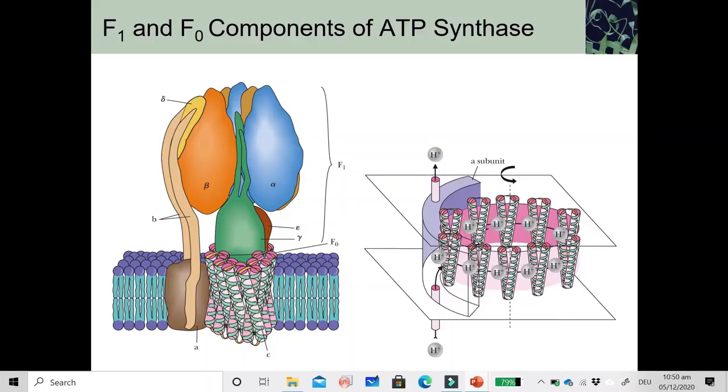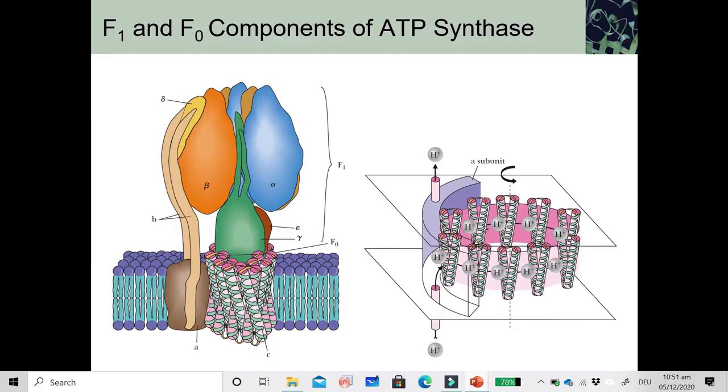And the translocation of the protons from the intermembrane space to the matrix ultimately causes the rotation of this rotator-like epsilon gamma protein, which then causes the alpha beta subunits to change in conformation. And these alpha beta subunits are actually the ones responsible for the synthesis of ATP.